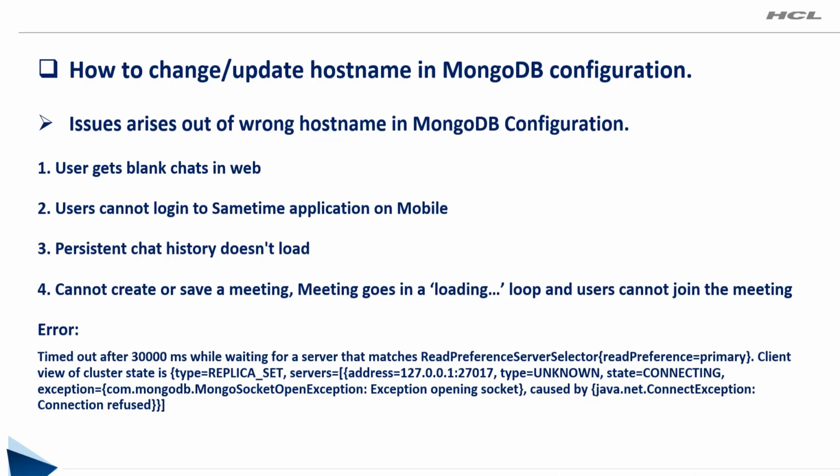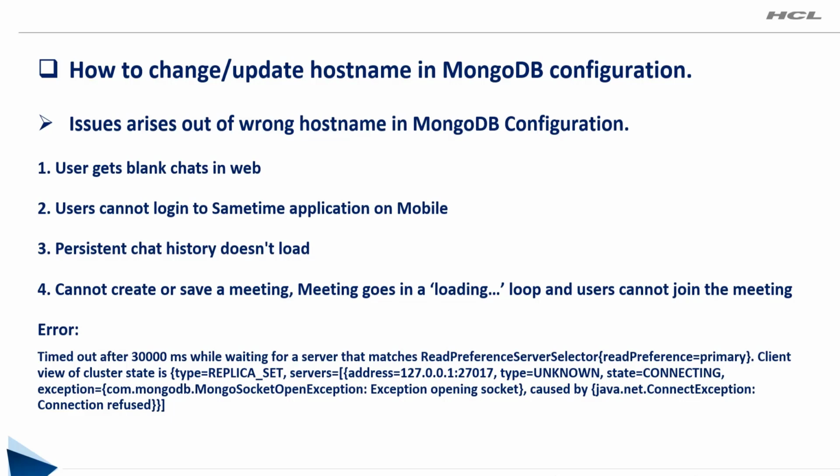Suppose your community server, proxy server, or meeting server is not able to reach MongoDB or is unable to resolve its hostname, then you may face the following kinds of issues: users get a blank chat in web, users cannot log into the application on mobile, persistent chat history doesn't load, or they cannot create or save a meeting, or the meeting goes in a loop, loading and loading, and then the user cannot join the meeting. So how to get rid of all these issues?